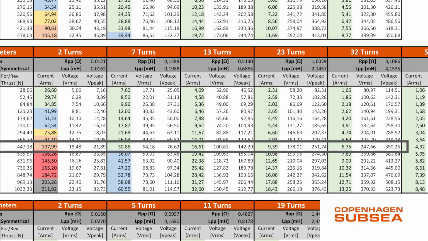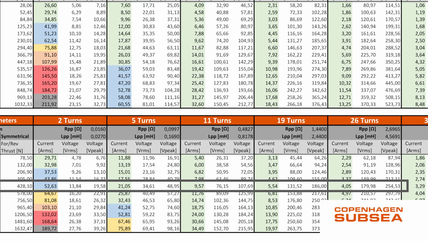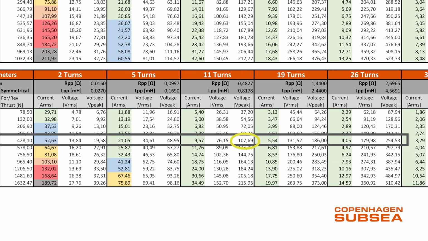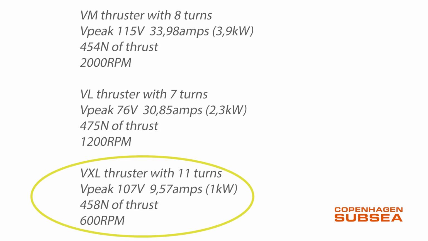Similarly, for the large thruster, 7 turns is the correct choice because 13 turns requires too much voltage. For the extra large thruster, 11 is the best choice with a voltage of 107 volt, while 19 turns is too high. In this example, the extra large thruster with 11 turns delivers the requested 425 newtons of thrust most efficiently.